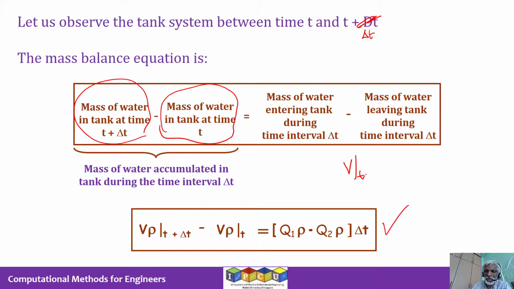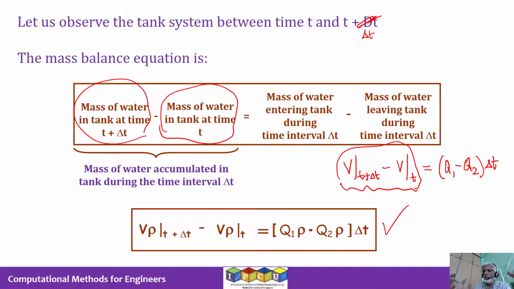So I'm going to get V at time T plus delta T, the volume at time T plus delta T, minus the volume at time T, will be equal to Q1 minus Q2 times delta T. So I'm dividing throughout by rho. I assume rho to be constant and rho is not equal to 0. Therefore, I can do that. I get this. So what does this say? The change in the amount of volume of water in the tank over this time interval, that is this value. That change in volume has happened because there has been an imbalance between the inflow and the outflow.